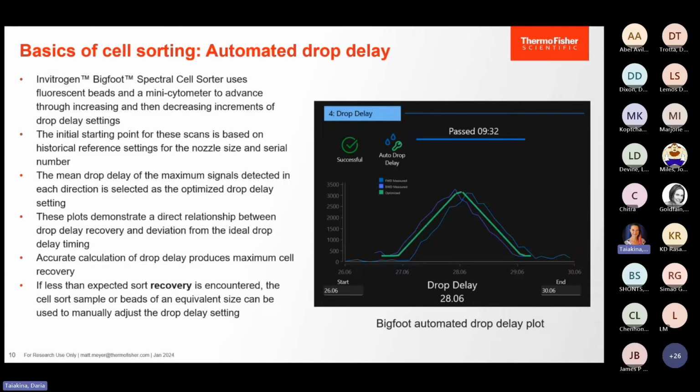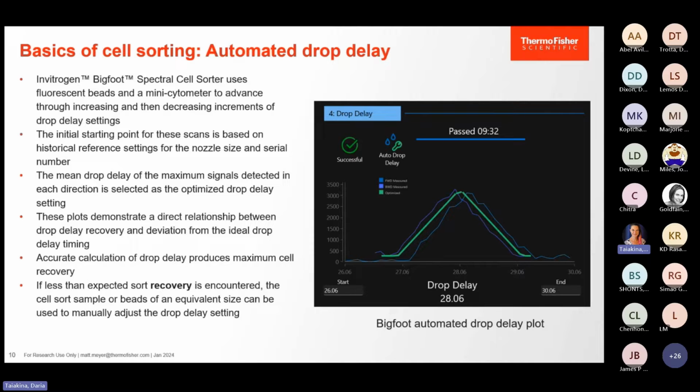And so making sure that the drop that you sort, that you deflect, actually contains the cell. We'll go into some more details on how drop delay can influence certain parameters like recovery more than, say, purity. But this is all automated. This is an example on the right of the Bigfoot automated drop delay plot. On the bottom axis, you have droplets, so 26 drops to 30 drops. And then you actually have an intensity.